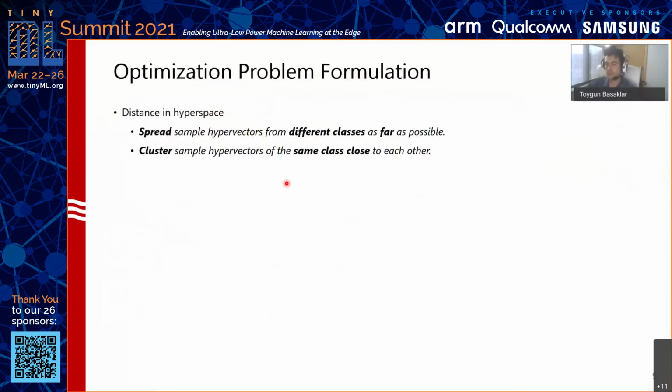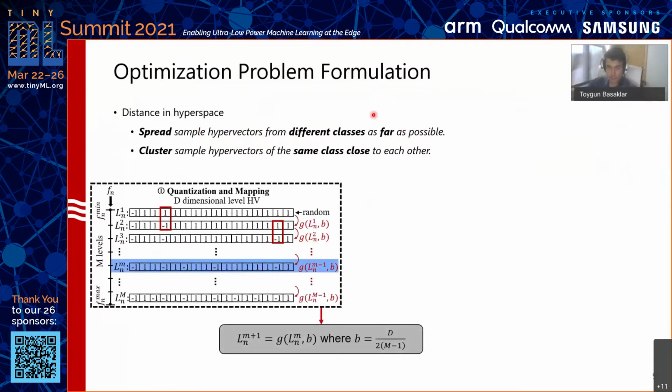So how do we formulate our optimization problem? We believe the optimized hypervector design should achieve 2 objectives: spread the sample hypervectors from different classes as far apart as possible, and cluster the sample hypervectors of the same class close to each other. To achieve these 2 objectives, in contrast to baseline HDC, which uses a uniform, fixed value of B, the number of bits to flip at every consecutive level hypervector, we use a variable number of bits, and it is defined as the optimization parameters in our approach.